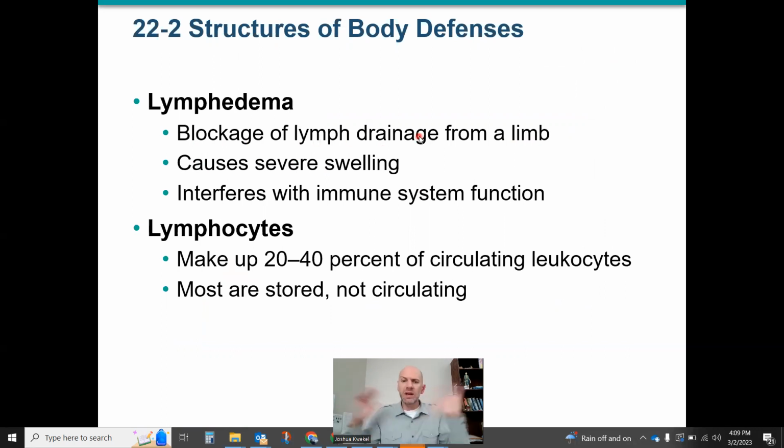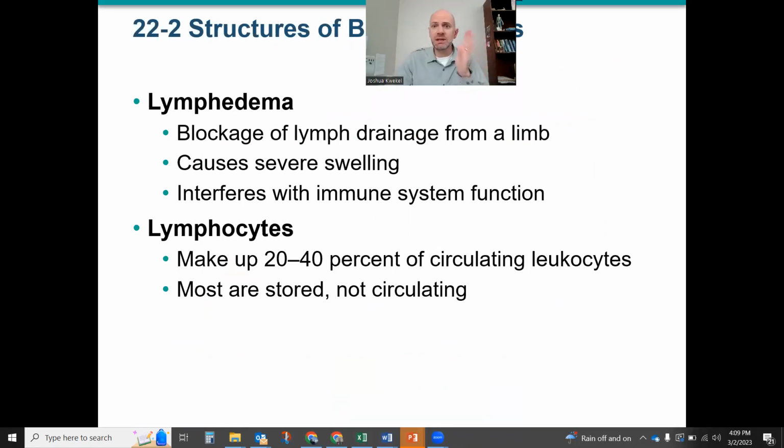Okay, so regular edema can be caused by a number of different reasons, but lymphedema comes from a blockage in a lymphatic vessel. Okay, so it still results in just what we would call edema, but the reasons are different than, let's say, too much salt or some other reason. Okay, causes severe swelling, interferes with immune function. Okay, so you have poor lymphatic drainage, therefore we're not able to do immune surveillance as efficiently because we're not able to circulate those fluids.